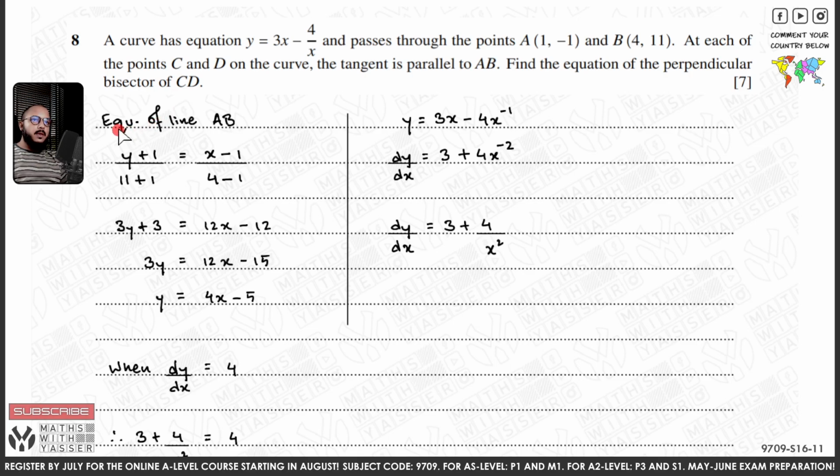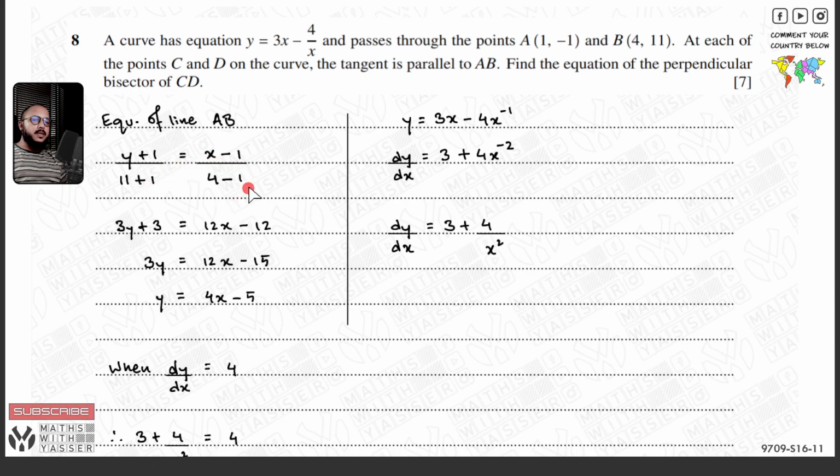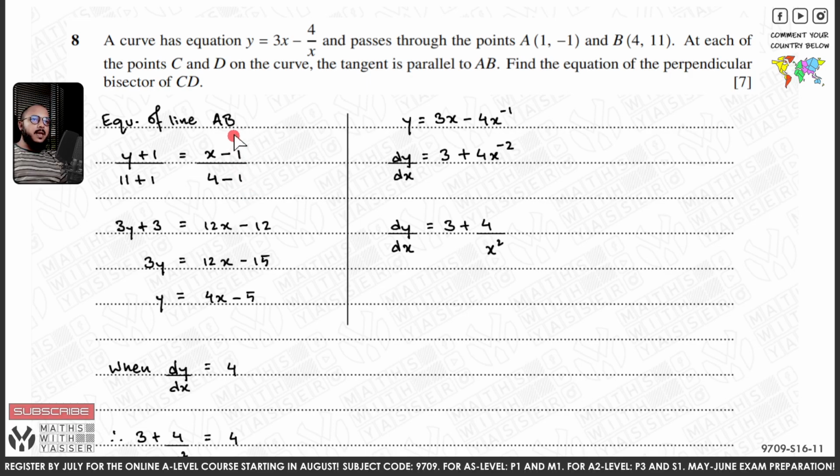So let's first find the equation of line AB, because the tangent at the points C and D on the curve is parallel to AB. With the help of these 2 points, we can use the formula (y minus y1) over (y2 minus y1) equals (x minus x1) over (x2 minus x1) to find the equation of the line. Since we are provided with these 2 coordinates, we can straight away use this formula. So 3y plus 3 is equal to 12x minus 12. So 3y is equal to 12x minus 15. Therefore, y is equal to 4x minus 5.